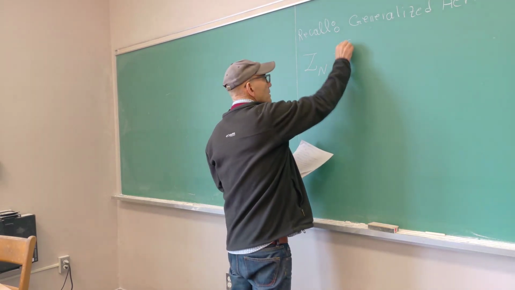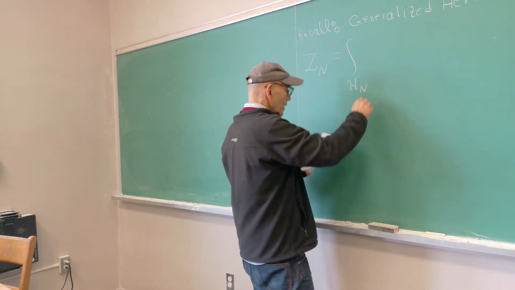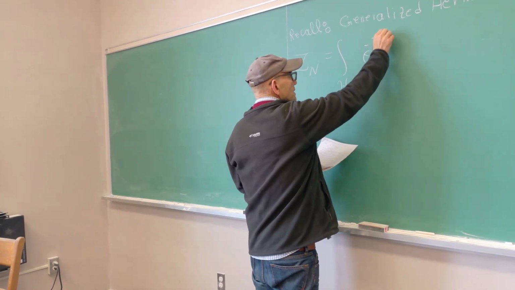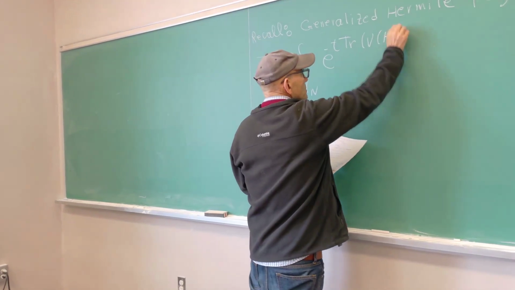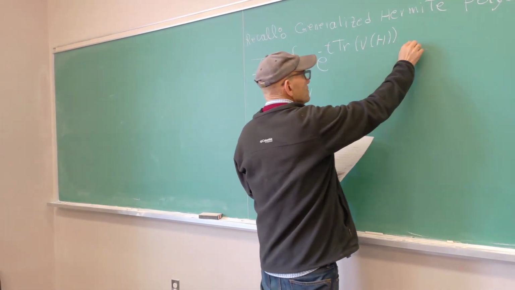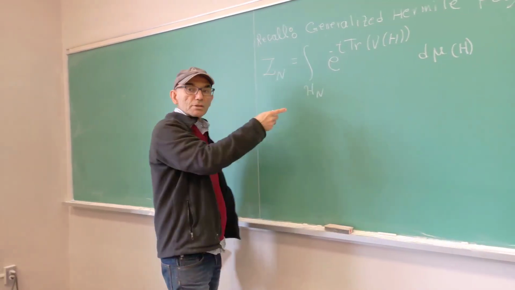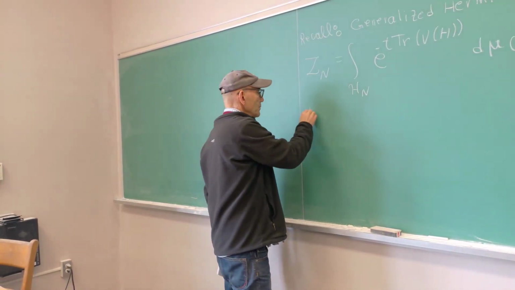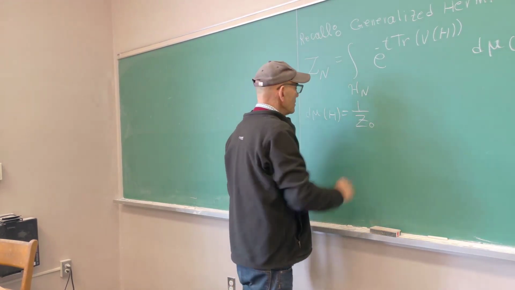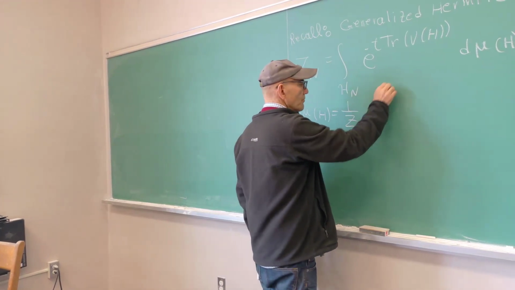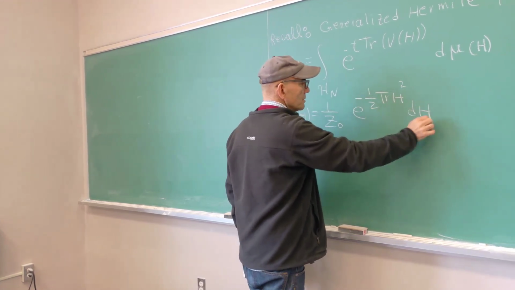So this is the integral over H_n of the exponential of minus t trace of V of H, d mu of H. Let's not forget, as usual, d mu of H is the Gaussian weight, the matrix Gaussian weight. This is again 1 over Z_0 times the exponential of minus 1/2 trace of H squared dH.